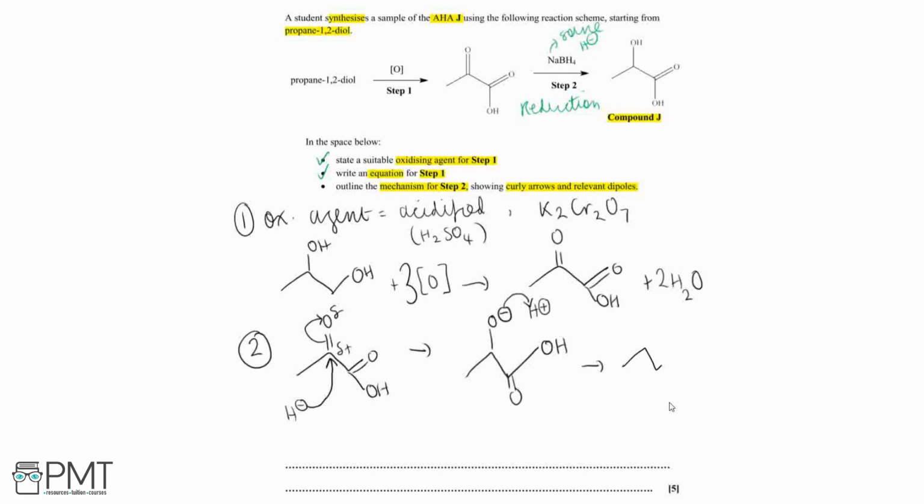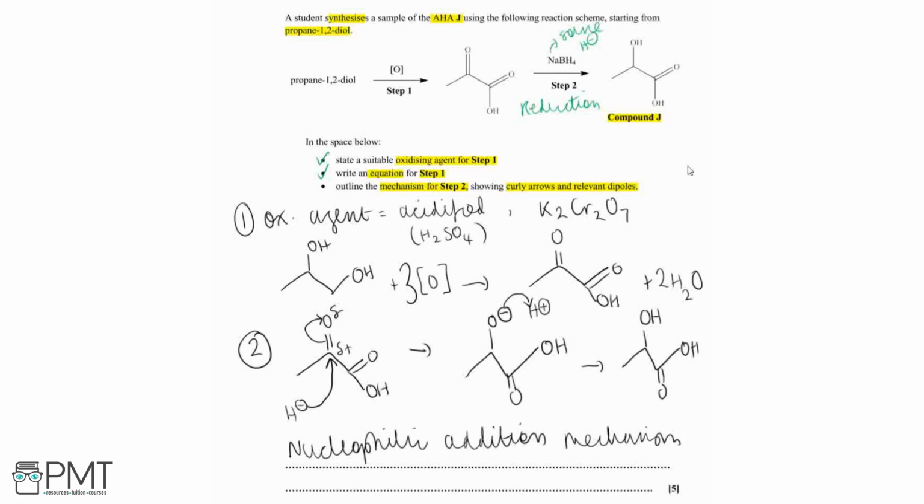And now we've formed our compound J, our alpha hydroxy amino acid overall. So we've added on a hydrogen and we've reduced our carbonyl down to a secondary alcohol. And for notes, this was a nucleophilic addition reaction. So it's a nucleophilic addition mechanism for our reduction reaction.